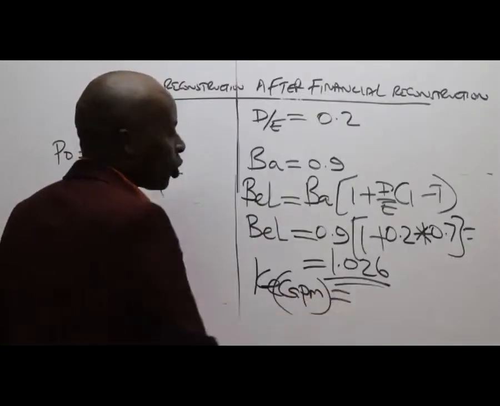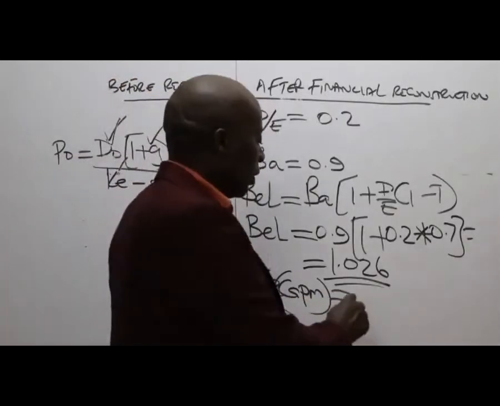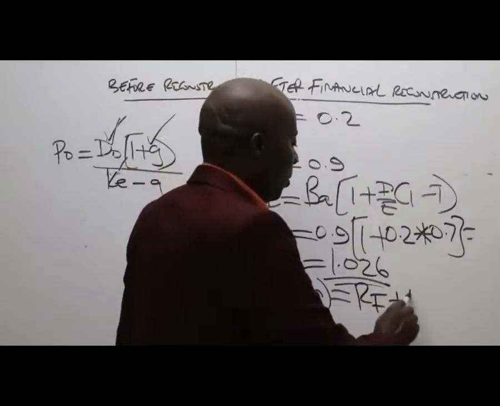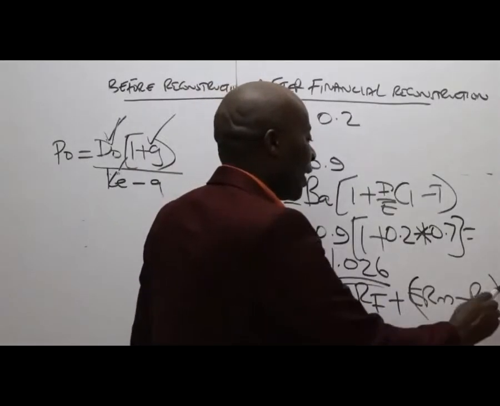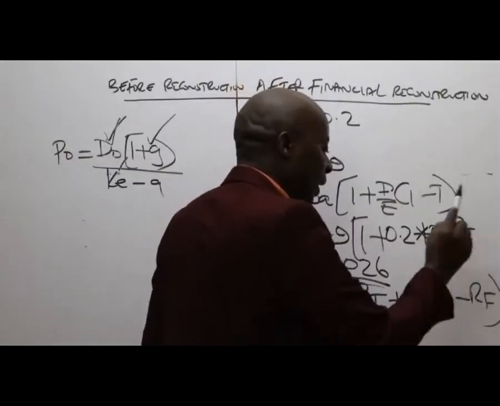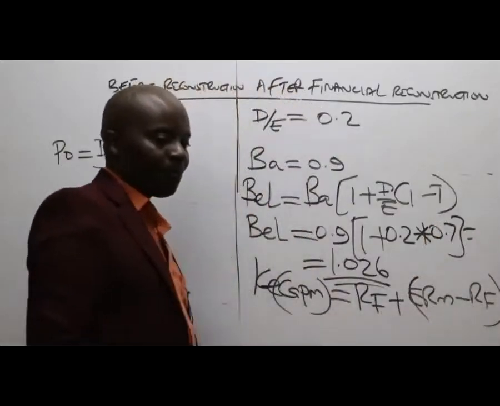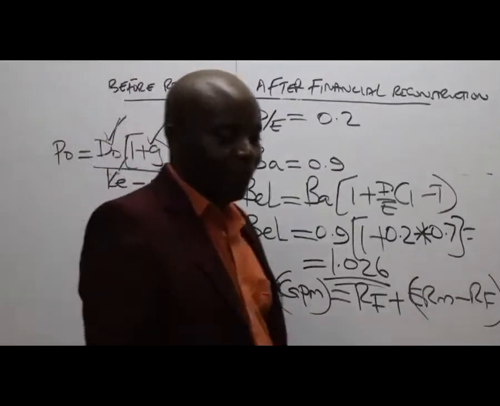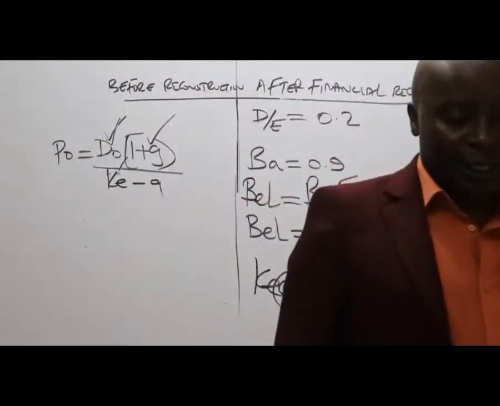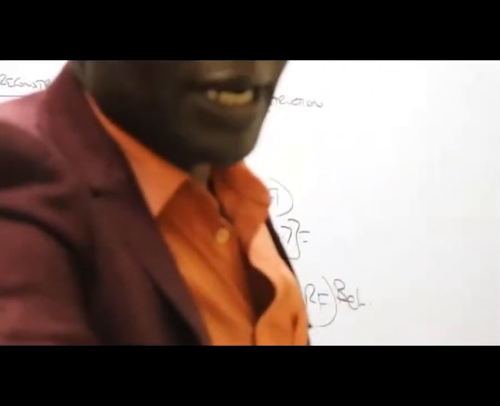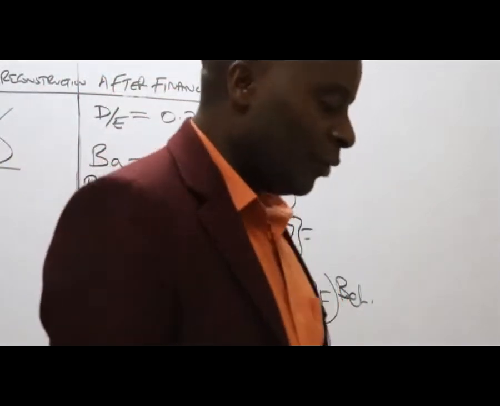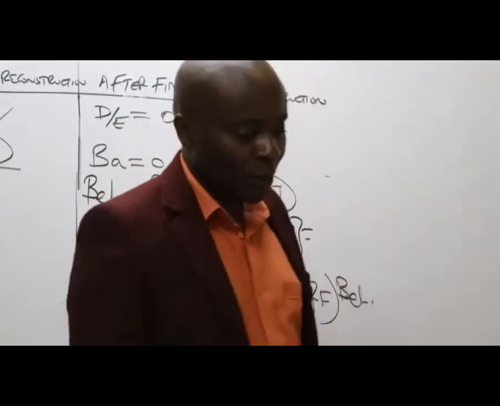So how do I get cost of equity using CAPM? I know the formula. It is risk-free plus expected returns of the market minus risk-free, multiplied by beta equity over a levered organization. The organization that we have here is levered.